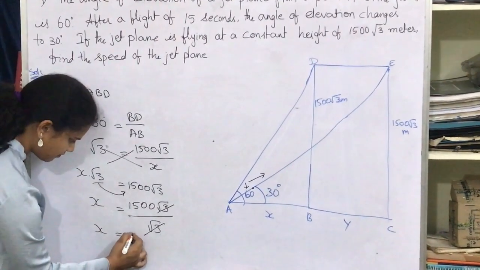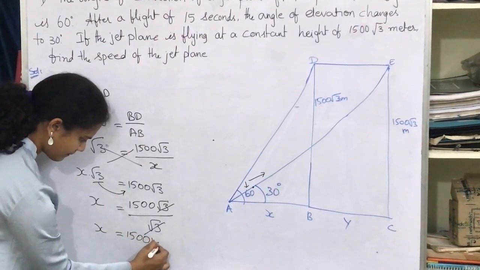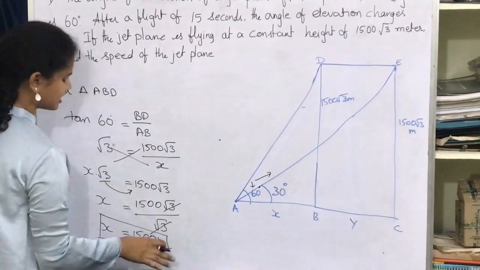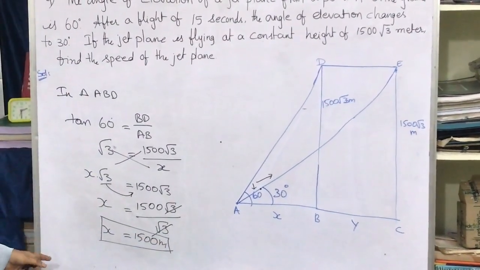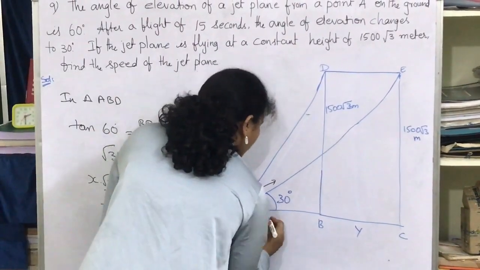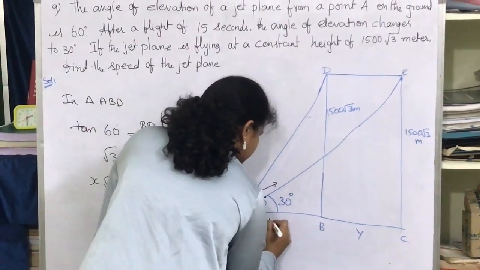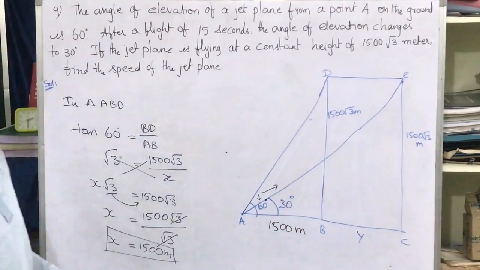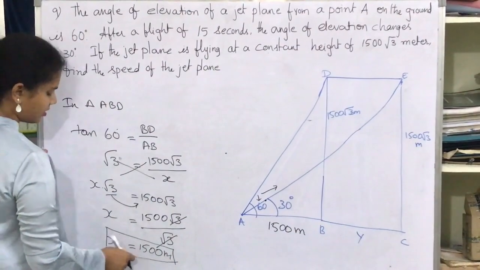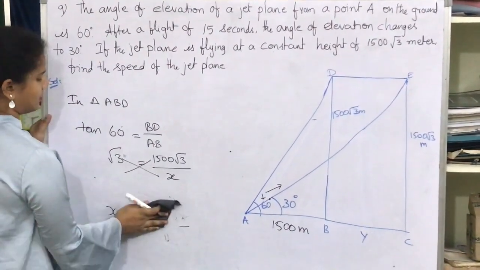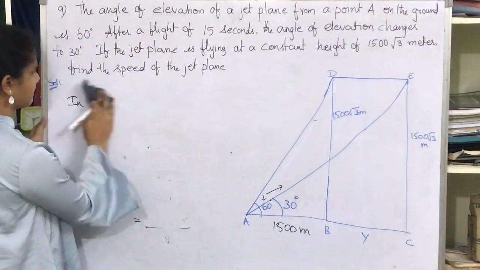We get x equals 1500. So let this be 1500, where AB we got a constant value, where AB equals 1500 meters. Done. So now here I got the value of x. Now just find the value of y.